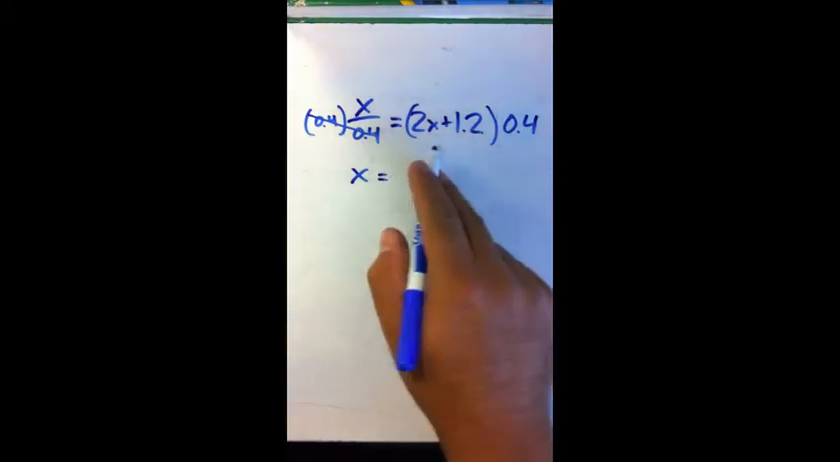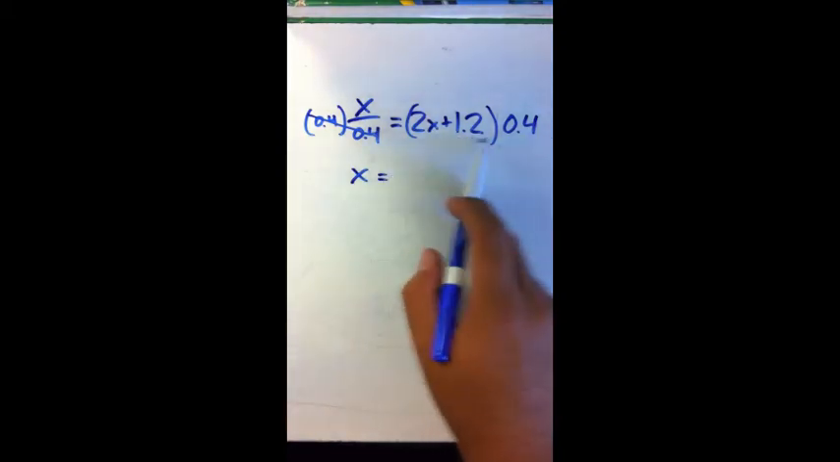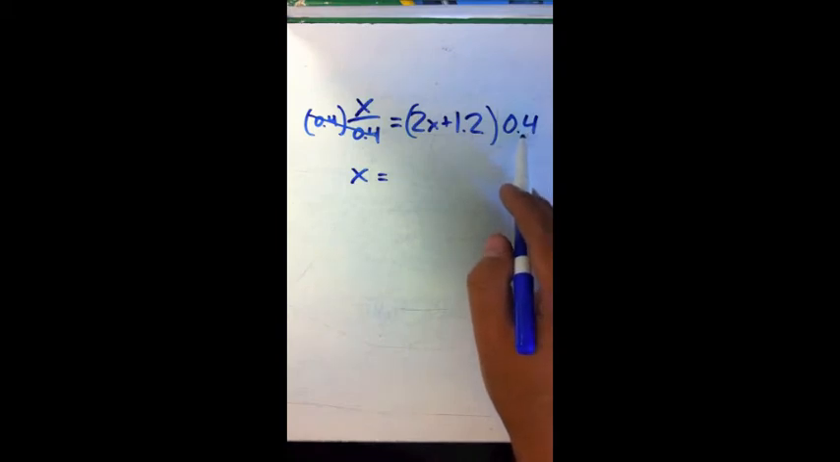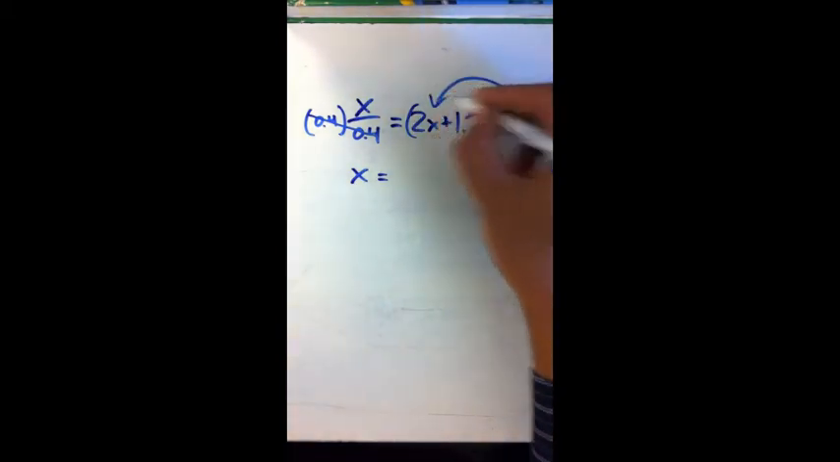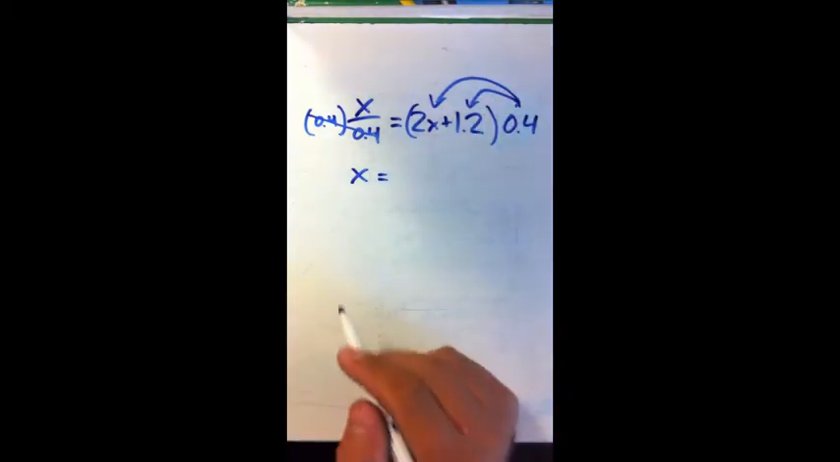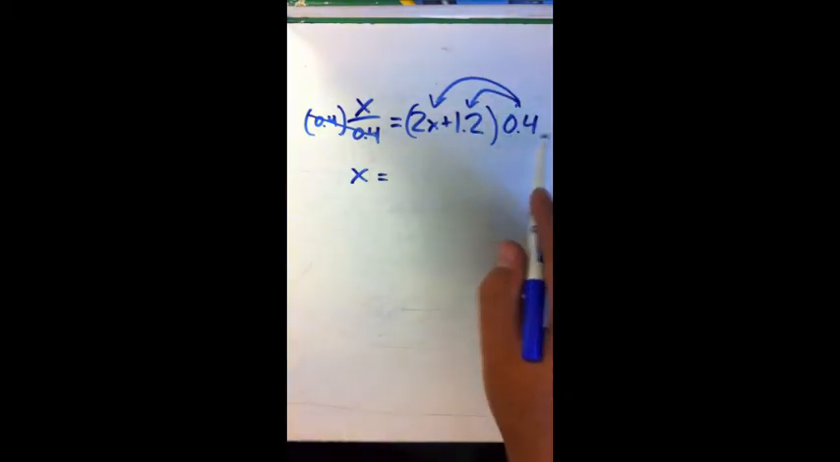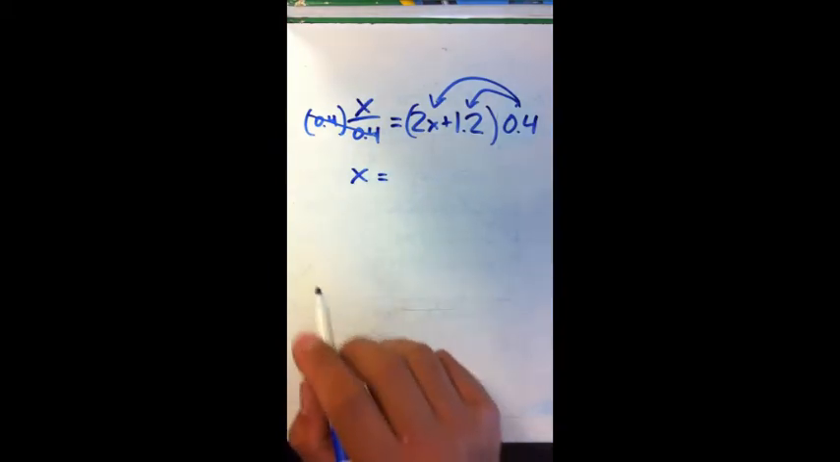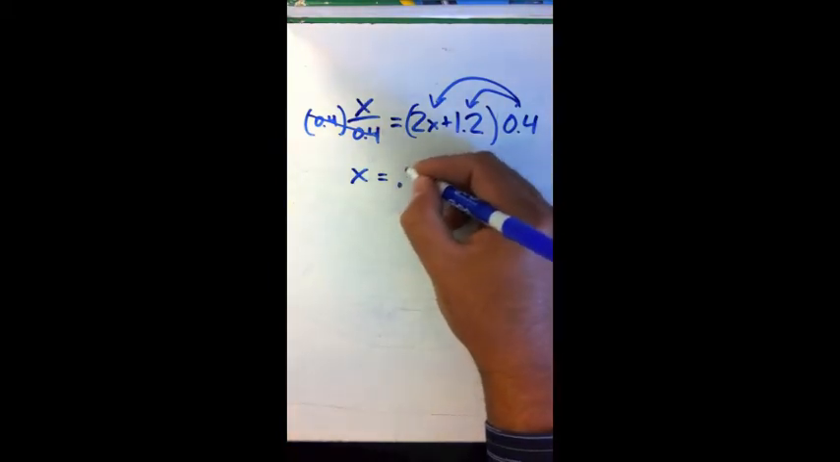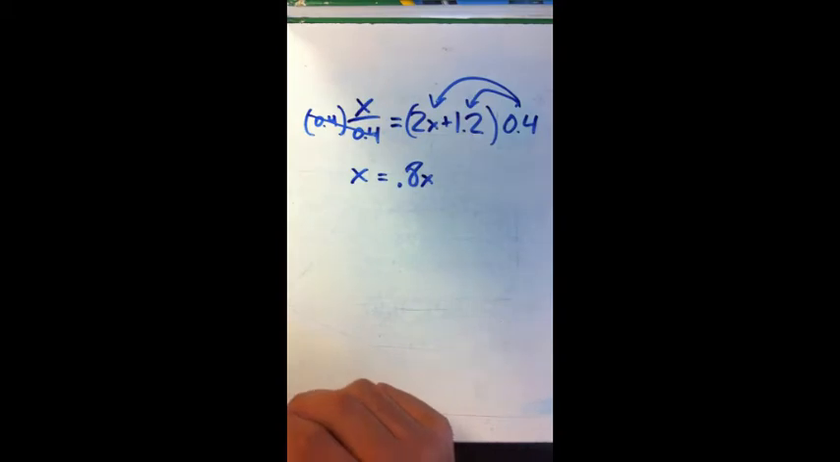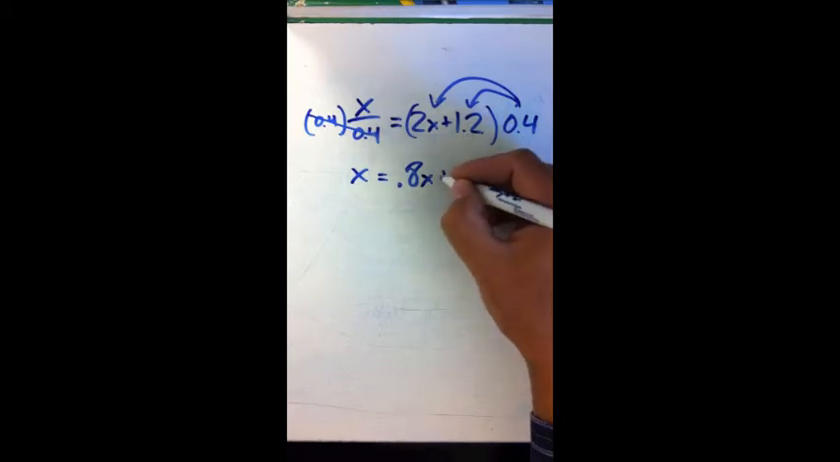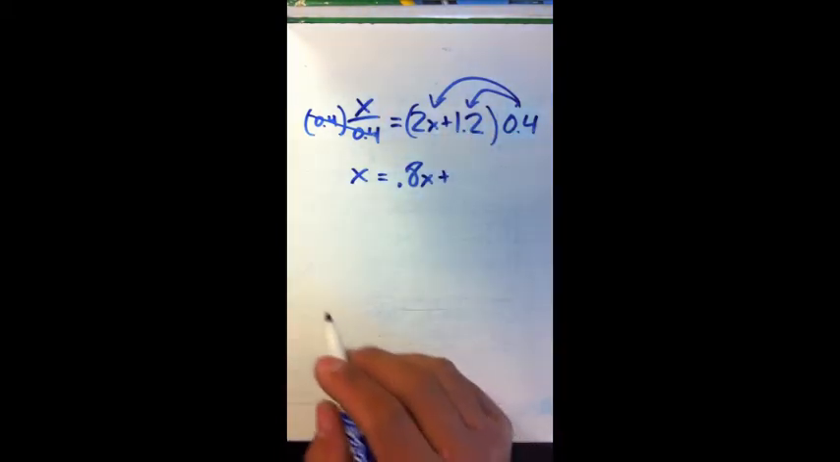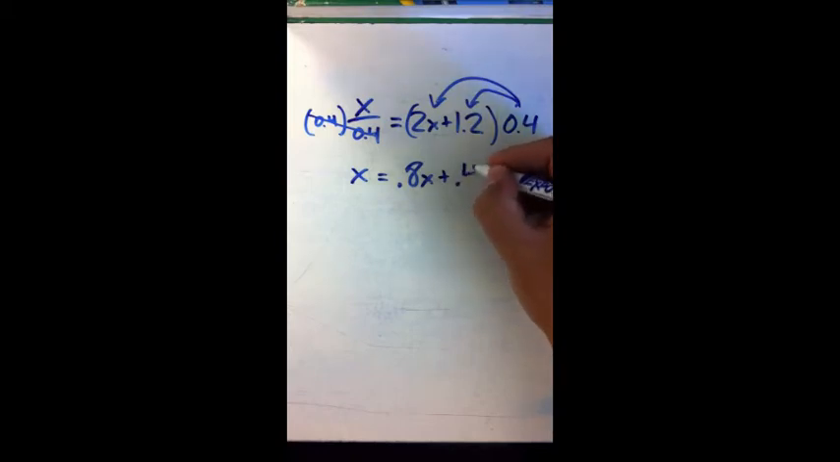And now in this case, you have this, which really can't be separated. So in order for this to work out, you need to use the distributive property to break these guys out of their parentheses. So 0.4 times 2x is going to give you 0.8x, and I'm simply just multiplying. And then 0.4 times 1.2, bringing down the plus sign, is going to give you 0.48.